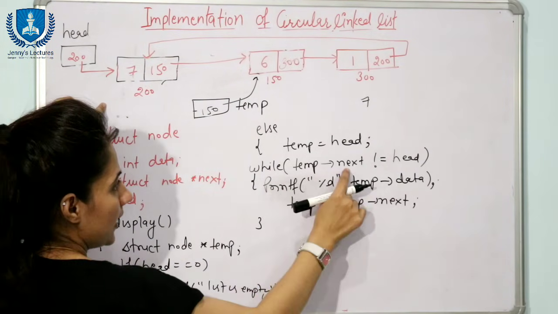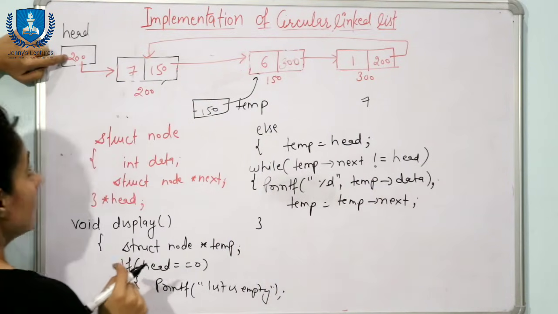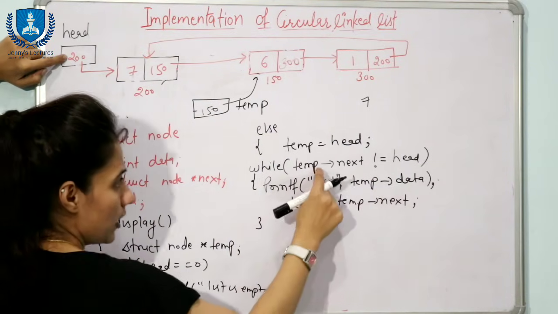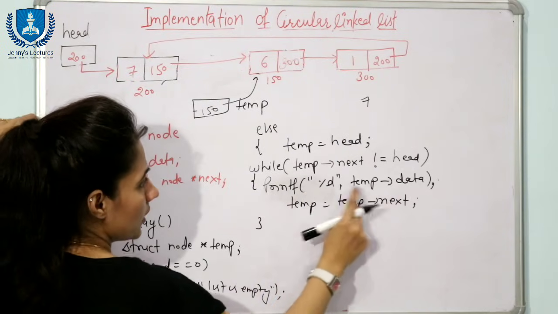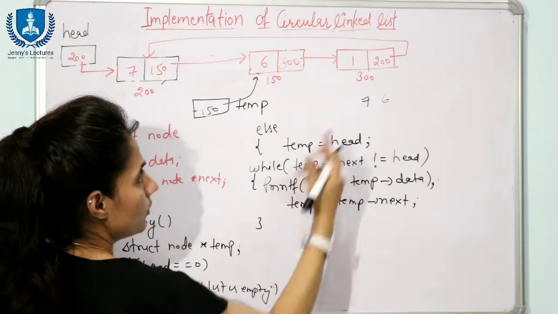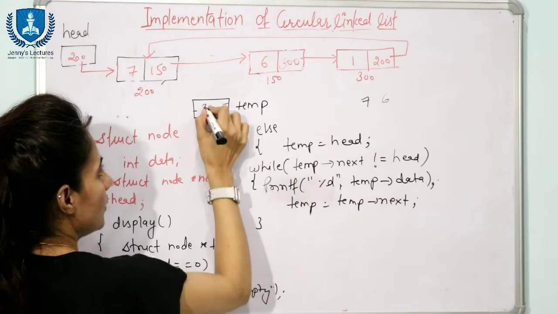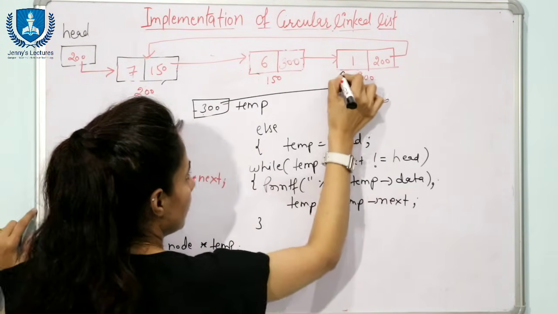Again the while loop, temp next. What is temp next? That is 300. 300 not equal to head. Yes, the condition is true. Again we will enter into this loop and print temp data. Temp data means 6 would be printed. Again temp would be moved. Temp next is having 300. So now temp is having 300. So now temp is pointing to this node.